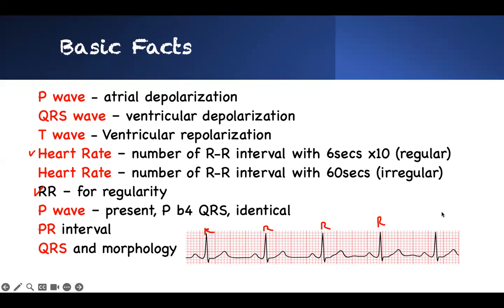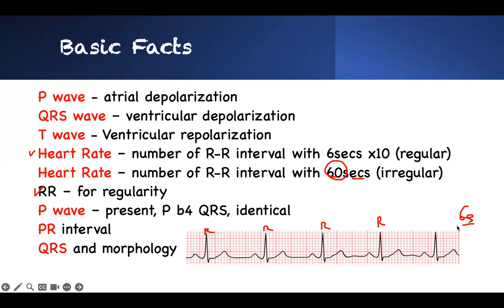You calculate the heart rate. If they tell you it's 6 seconds, then you calculate the number of RR intervals within the 6 seconds. So the number of RR intervals will give you the idea of the heart rate basically. If I say this is 6 seconds, I count 1, 2, 3, 4, 5, and then I multiply by 10. That is how to calculate the heart rate. If it's irregular, you have to take the whole RR interval using 60 seconds to calculate. So then you do the same thing.